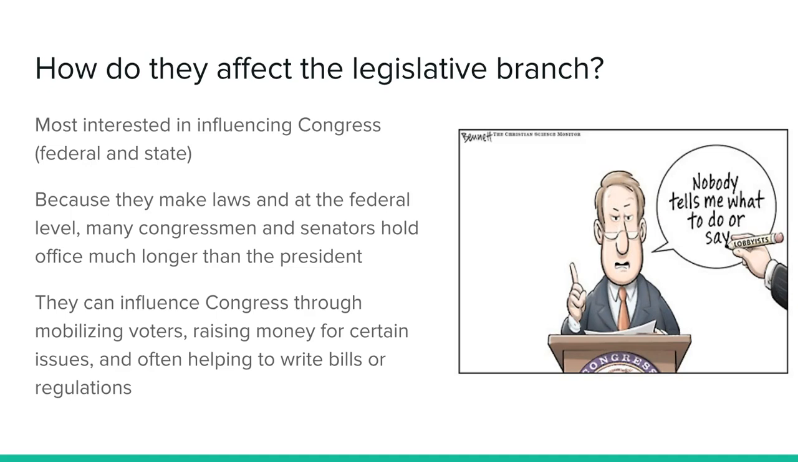That may be a concern, having an interest group writing the laws that are going to affect them directly. But through the First Amendment, freedom of speech and freedom of assembly, interest groups have the right to make their thoughts known and to try to influence congresspeople that way. So hopefully you've come up with some examples for how interest groups can influence the legislative branch.